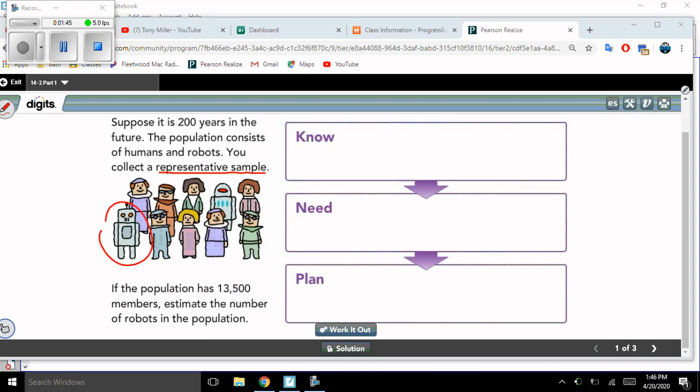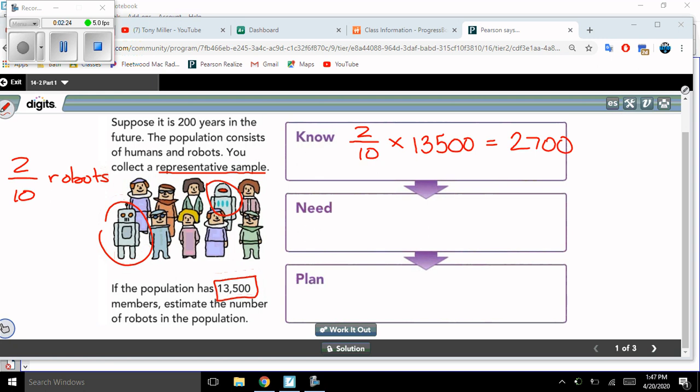If you take a look here, you can see that we have about 2 out of 10, it appears, are robots. Now, that 2 out of 10 could represent your constant proportion, constant proportionality that we've talked about before. So we could take that COP, that 2/10, and multiply that by 13,500, which represents the entire population. You can pick that number up from down here. If you take 2/10 times 13,500, what are you going to get? You're going to get 2,700 robots.